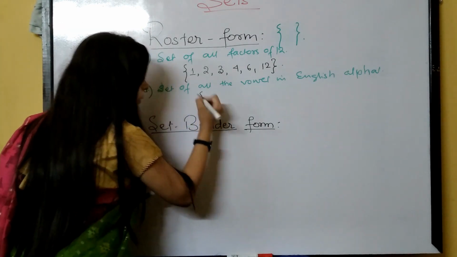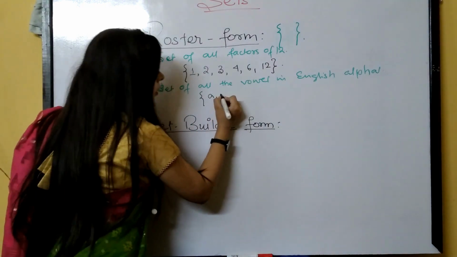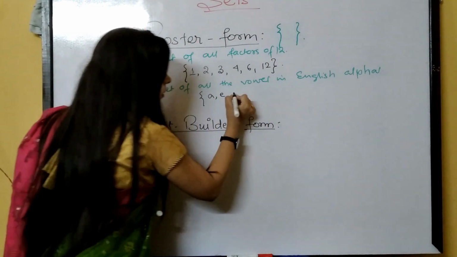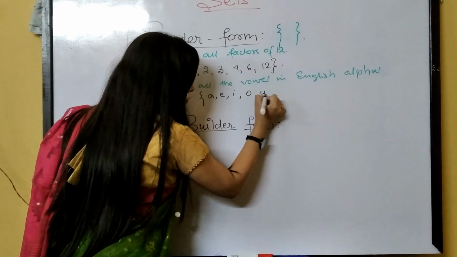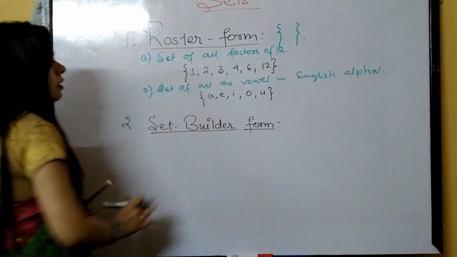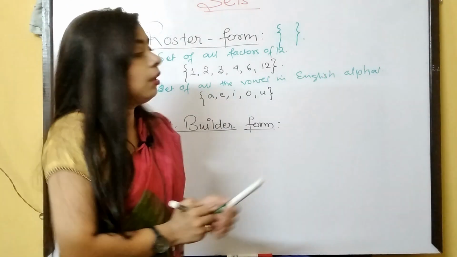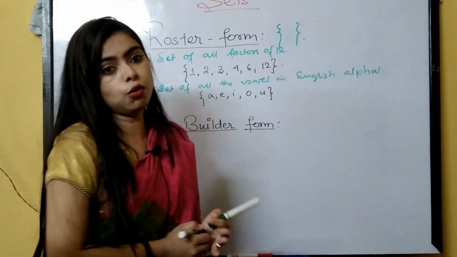So you put curly braces and write the elements, that is A, put a comma, E, I, O, U. You put a comma between each element. So this is the set of all the vowels in the English alphabet. This is how we represent sets in the roster form.